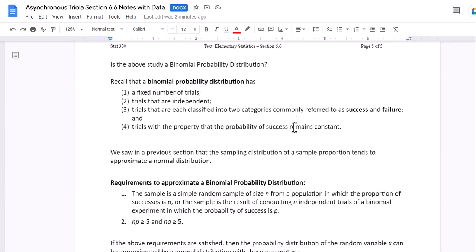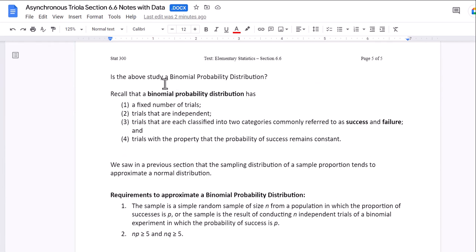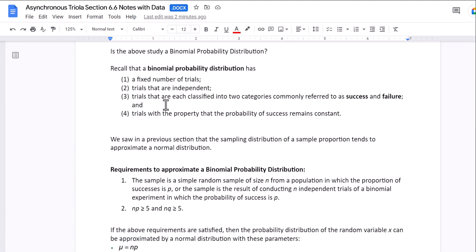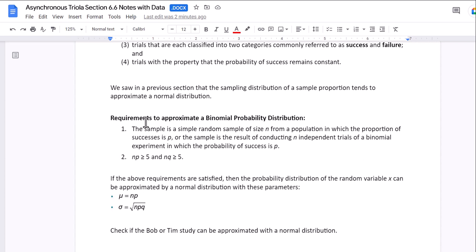Now, when we don't want to do things with the simulation, that's when the normal approximation to the binomial comes in handy, because we can say, in order to approximate with a normal distribution, we want NP to be greater than 5 and NQ to be greater than 5.